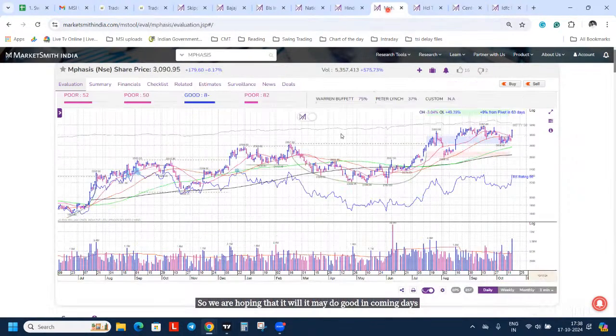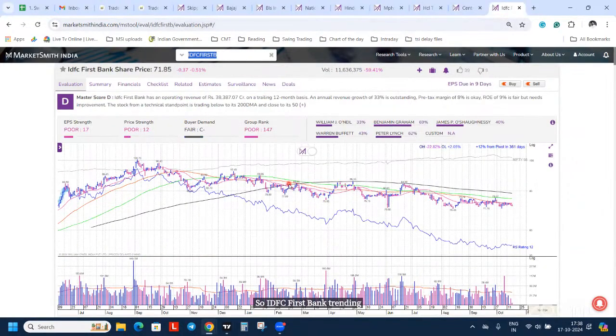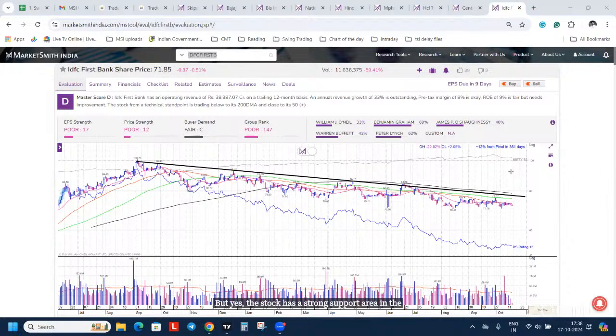IDFC First Bank is trending below all key moving averages, a clear-cut downtrend, with consistent loss of momentum. But yes, the stock has a strong support area in the range of 70 rupees. Unless and until it is holding 70 rupees, I can say there is some hope of recovery, at least towards 75, 76 rupees in the short term. But the day it falls below 70 rupees, I can say decisively that more downside will be there on the chart in the coming days. So 70 rupees is a key level to watch in this particular stock.